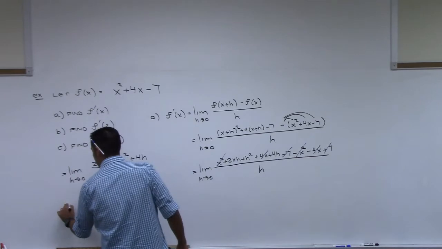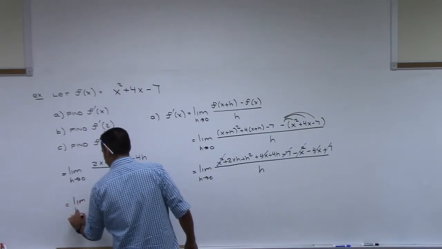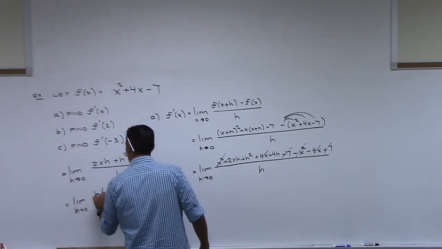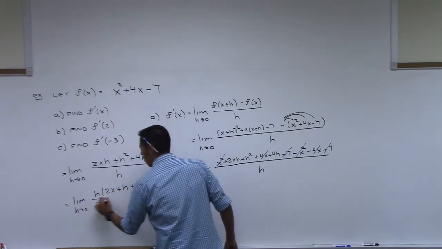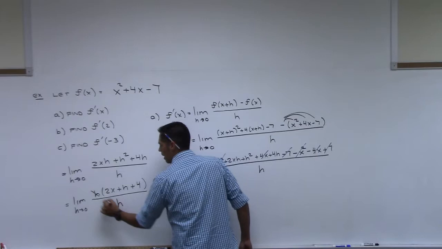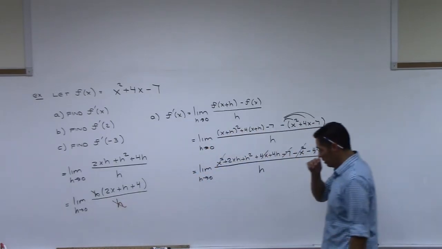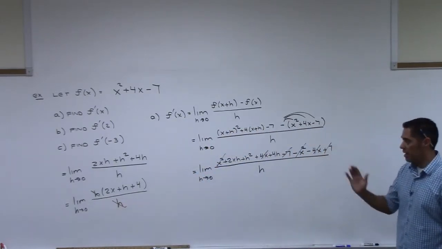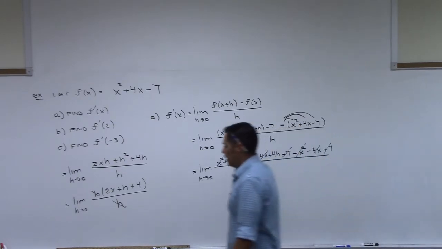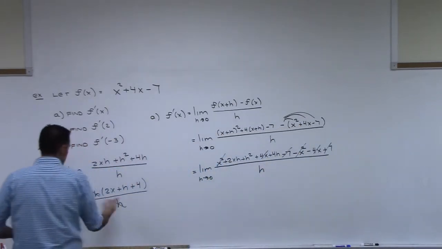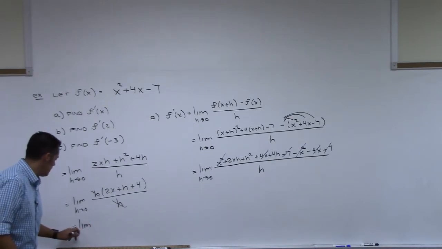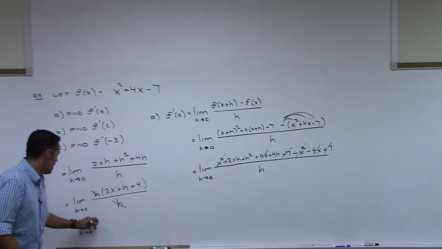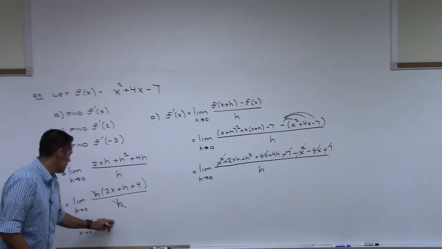Then I factor an h out of the top. I'm left with 2x plus h plus 4 all over h. The h's cancel. That's what we wanted. We wanted those h's to cancel. And now at this point, you can write it again on the next line if you want, or you can just take the limit, but I'll write it on the next line. I have not let h go to 0 yet. It's about to happen.